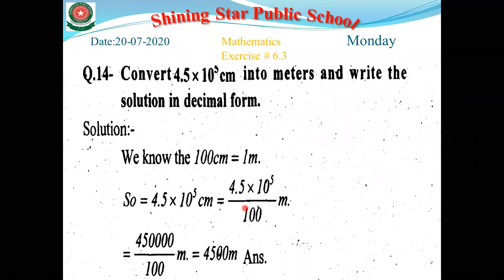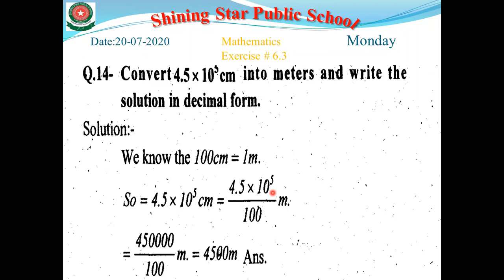Question number 14. Convert 4.5 multiply 10 power 5 centimeter into meter and write the solution in decimal form. We know that 100 centimeter equals to 1 meter. So 4.5 multiplied 10 power 5 centimeter equals 4.5 multiply 10 power 5 divided by 100 meter.